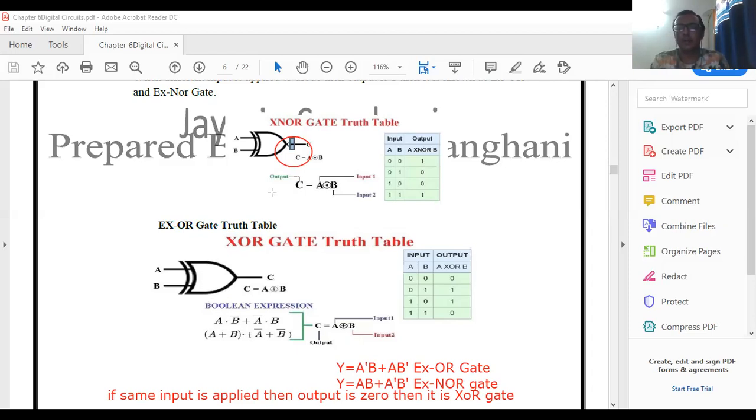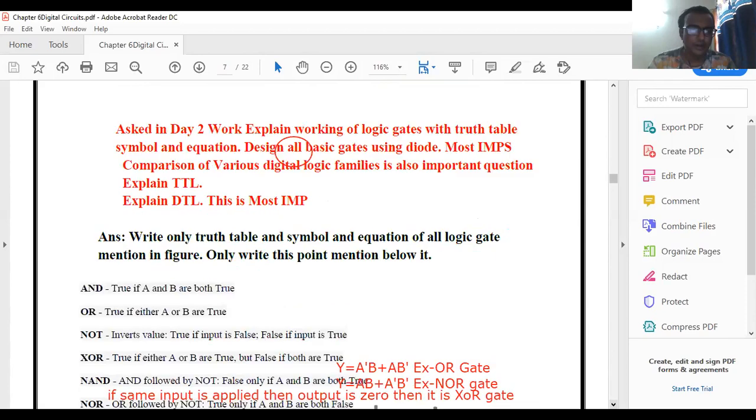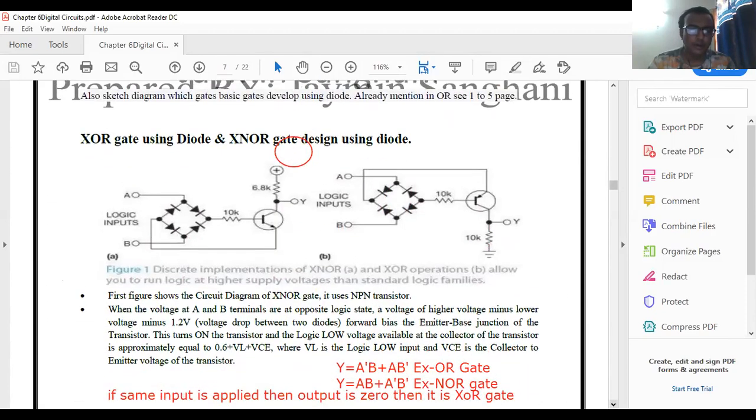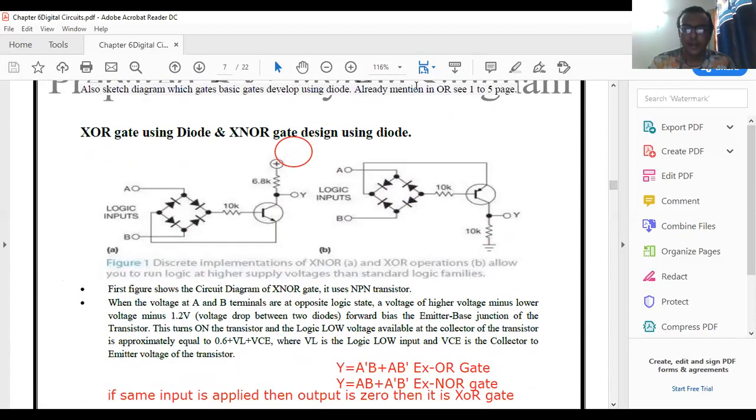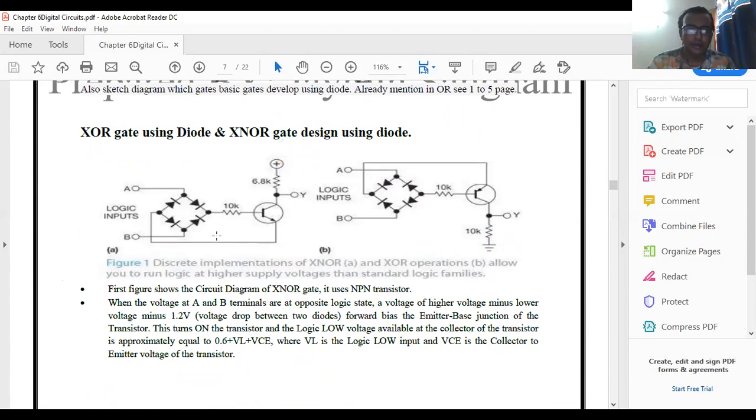So it is the complete portion, the entire topic related to fundamentals of logic gates. And the last point we have discussed is how to develop XOR and XNOR gates using diodes. How to develop XOR and XNOR? It is nothing but what is known as a bridge rectifier. See this, it is known as a bridge rectifier.